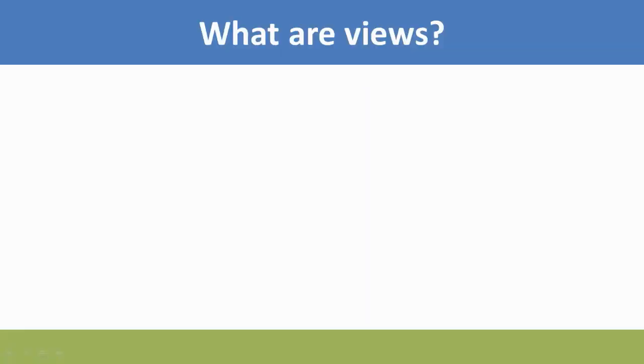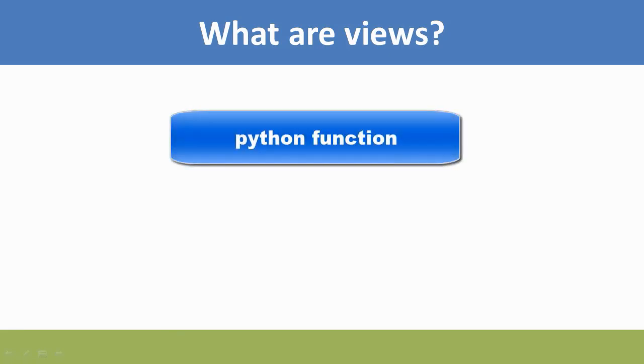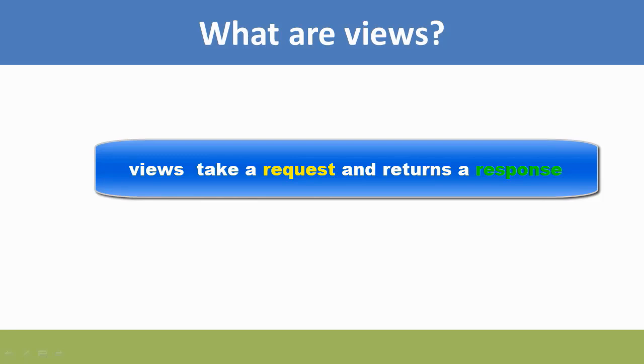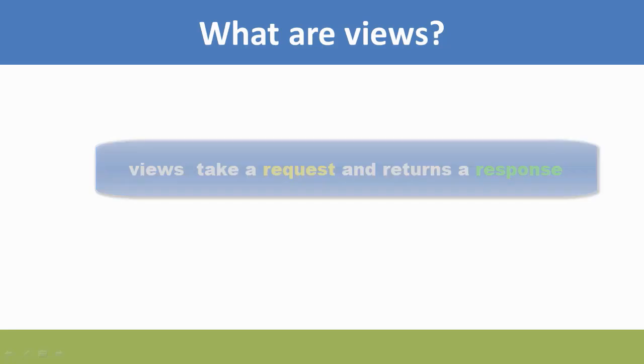Hello and welcome to this lecture. What are views? A view is a Python function that takes a web request and returns a web response. So the response it returns can be the HTML content of a web page, a redirect, or a 404 error. It can also be an XML document, an image, or anything.